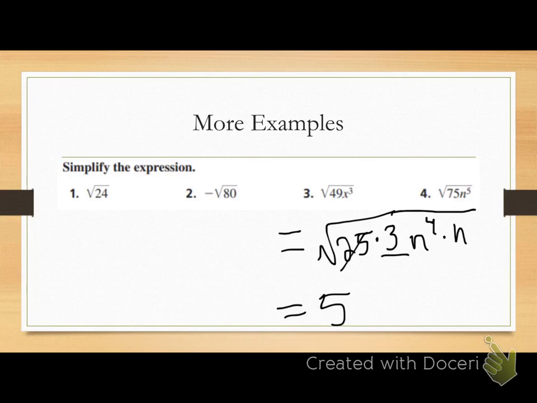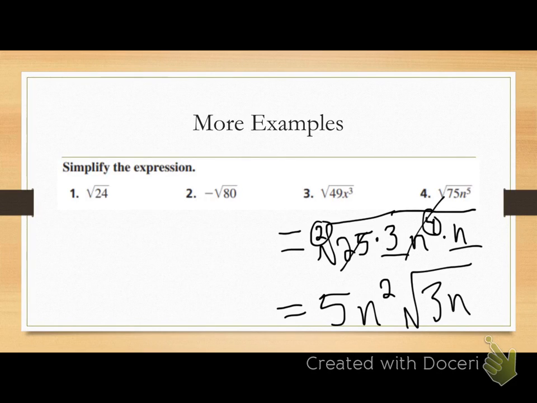For the square root of n to the 4th, we can use our little trick. 4 divided by 2 gives me 2, so I get n squared for the square root of n to the 4th. And then n I cannot take the square root of, so it stays under the radical. So outside of the radical, I get 5n squared times the square root of 3n. So there would be my simplified expression.